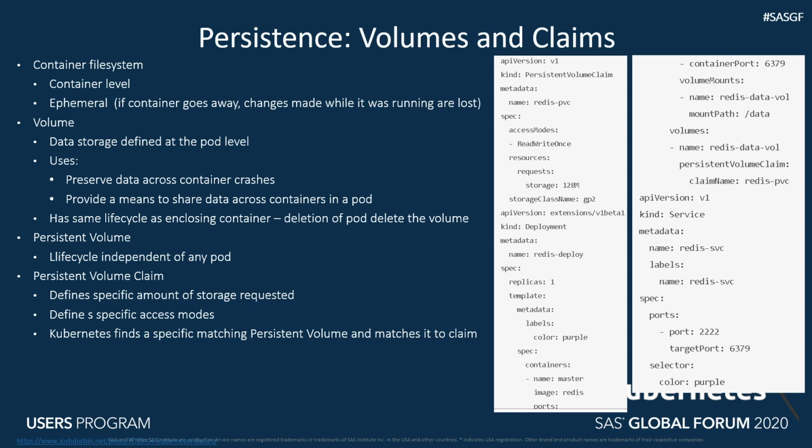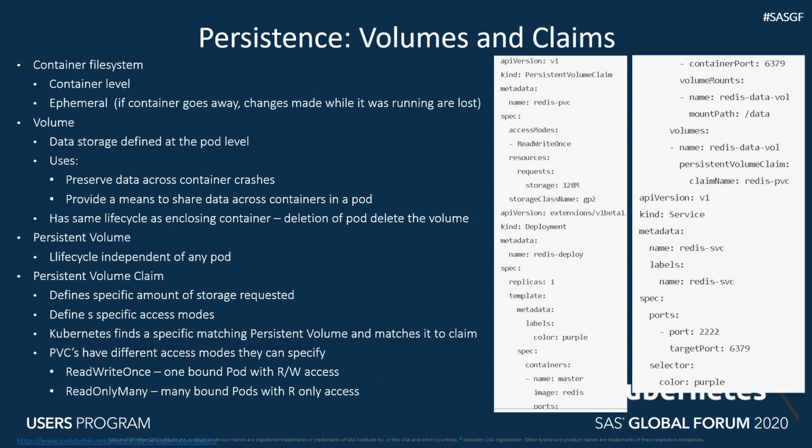So this is the way that objects in Kubernetes can ask for different kinds of storage. You have a persistent volume, which can be a particular type of storage available to you in whatever environment you have, an object for that, and then a persistent volume claim, which means that an object can put in a claim to request that sort of storage. PVCs have different access modes. Read-write once is one bound pod with read-write access; read-only many is many bound pods with read-only access; and read-write many is many pods with read-write access.